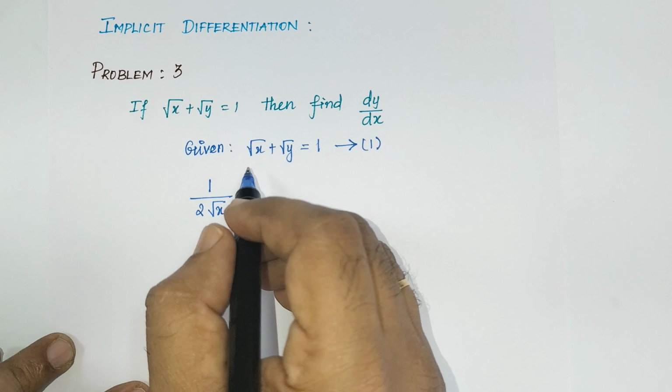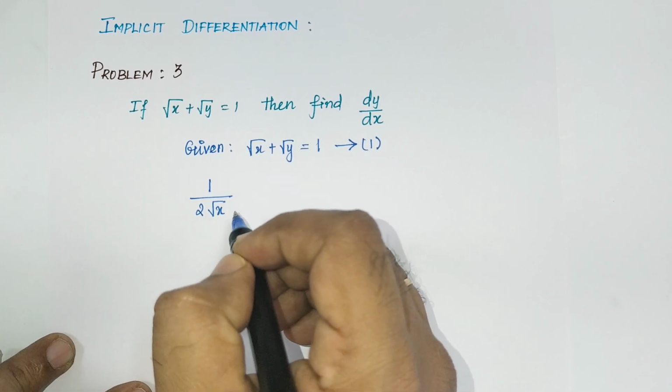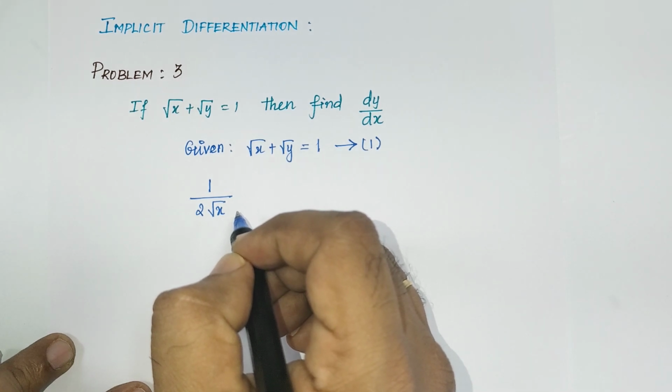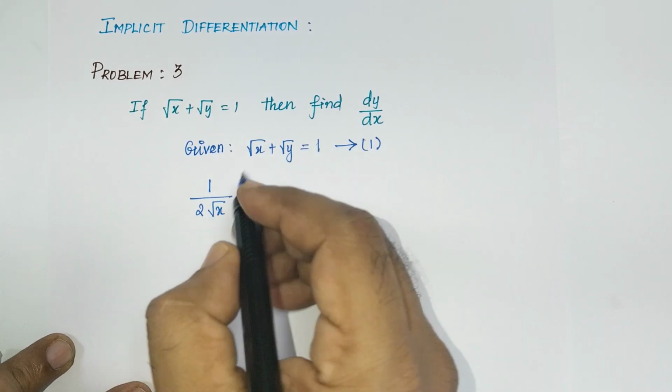Root x we can write as x power 1 by 2. X power 1 by 2 differentiation is 1 by 2 into x power minus 1 by 2. That x power minus 1 by 2 we can shift to the denominator. I will get 1 divided by 2 into x power plus 1 by 2, that we can write as root x. So directly we can write.